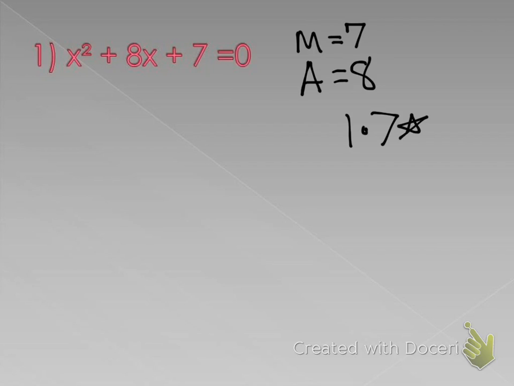These are the factors that we're going to use. Both positive, so we're going to have x plus 1. We're going to have x plus 7. And we're going to set both of those equal to 0. That's the first step. That's factoring using the MA method. We haven't done that in a little bit. Any questions on that?